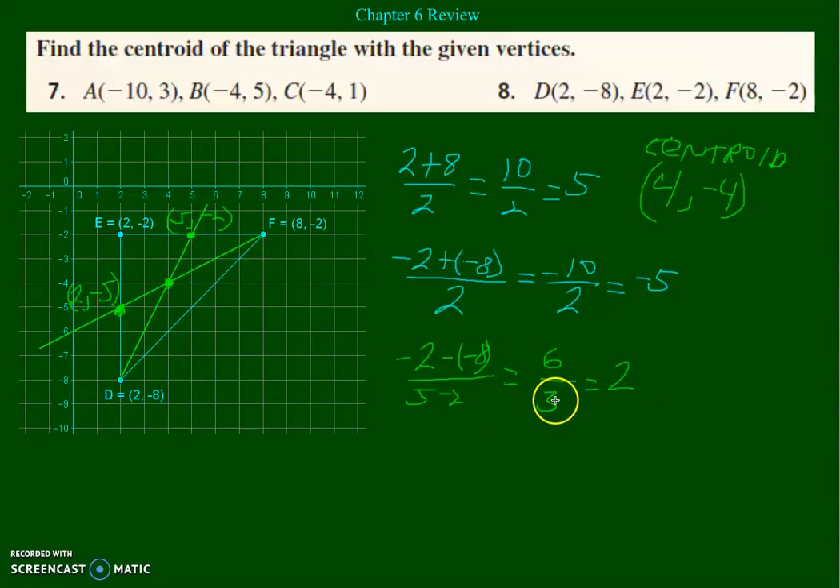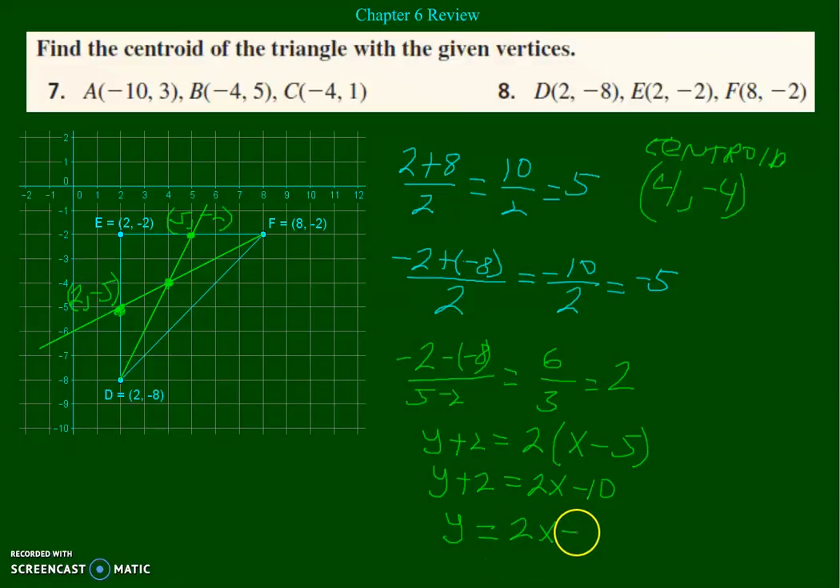Alright, now let's use one of the points to find the equation of the line through those points. So I'm going to use this point, 5, negative 2. So y minus y1 is negative 2, so it's plus 2, equals m, which is our 2, times x minus x1, which is 5. And that gives us y plus 2 equals 2x minus 10, y equals 2x minus 12. So y equals 2x minus 12 is the equation of this line.